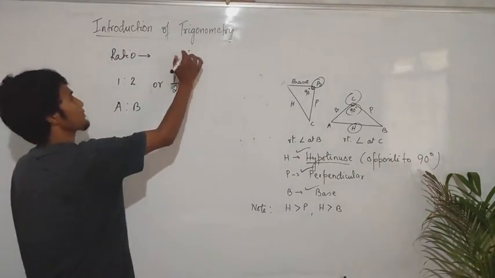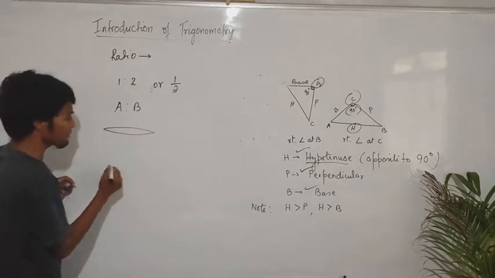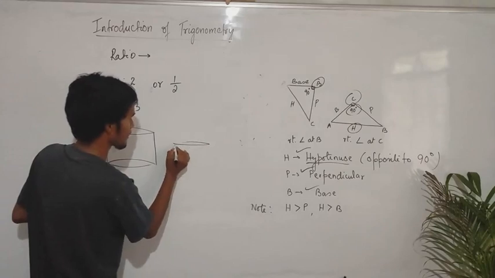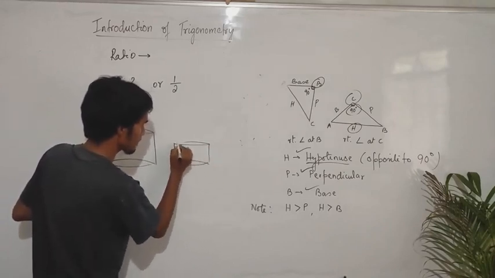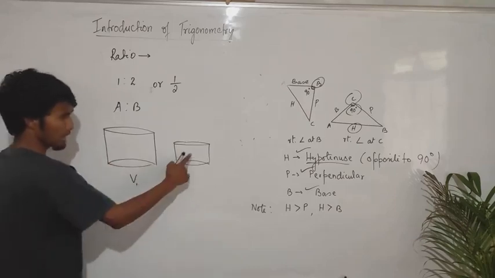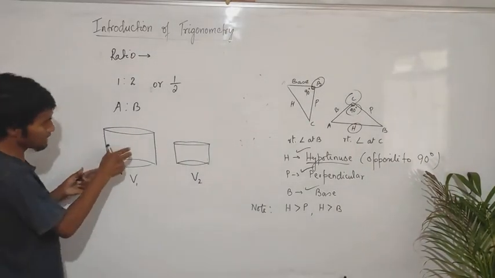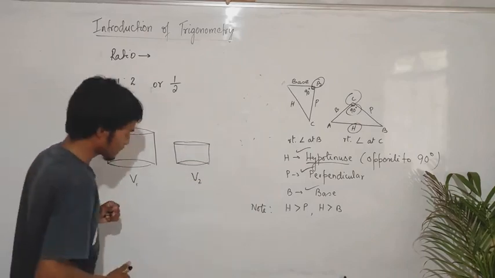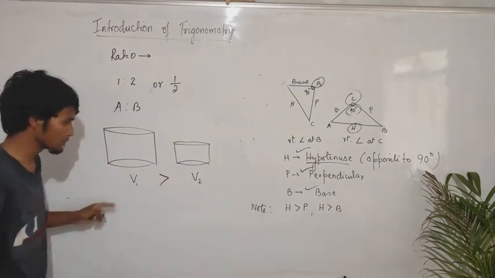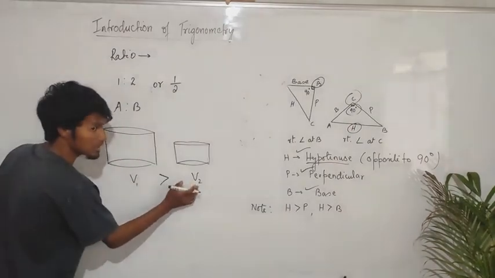The meaning of ratio is like this. Example, there is one tub, and then another tub. Let's say the volume of this is V1 and the volume of this is V2. Volume means the space or the size. By looking at this figure, we can say the volume V1 is greater than volume V2. Now how much greater?